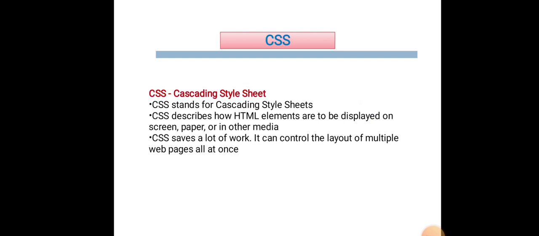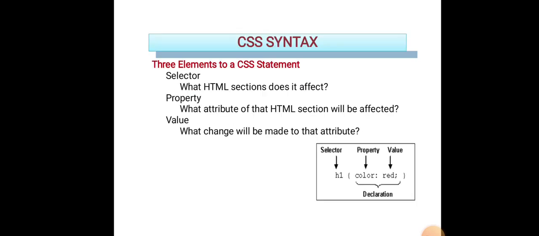So next we are going to discuss the topic CSS, that is, cascading style sheets. CSS stands for cascading style sheet. CSS describes how the HTML elements are displayed on the screen or paper or in any other media. CSS saves a lot of work, so it can control the layout of multiple web pages all at once.